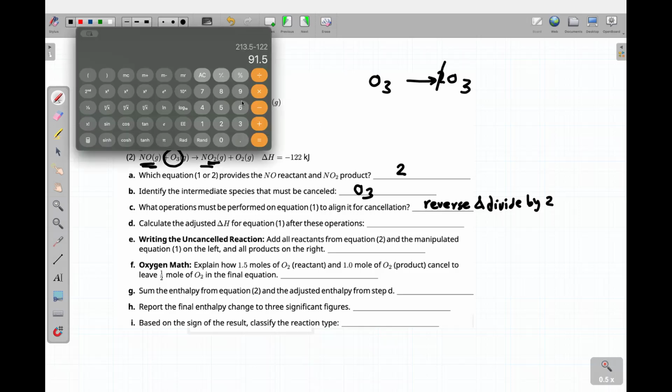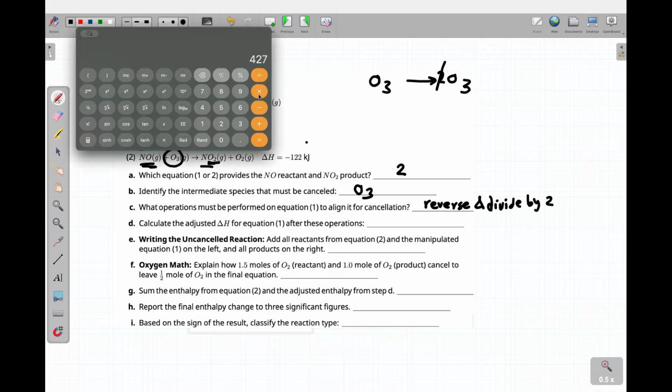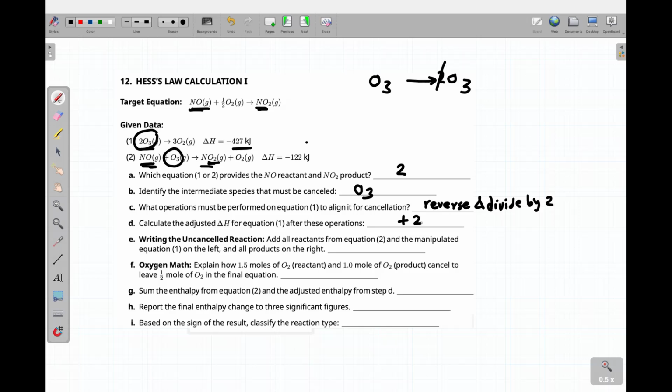Let's do it on the calculator. Instead of negative 427, it has to be with the positive, right? It has to be reversed, so it has to be positive 427, and then divided by 2 is 213.5. Don't forget the sign is very important: 213.5 kilojoules.